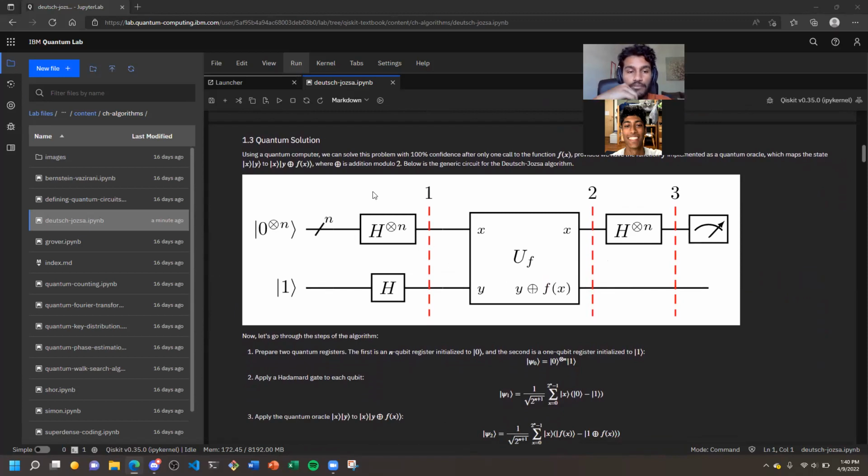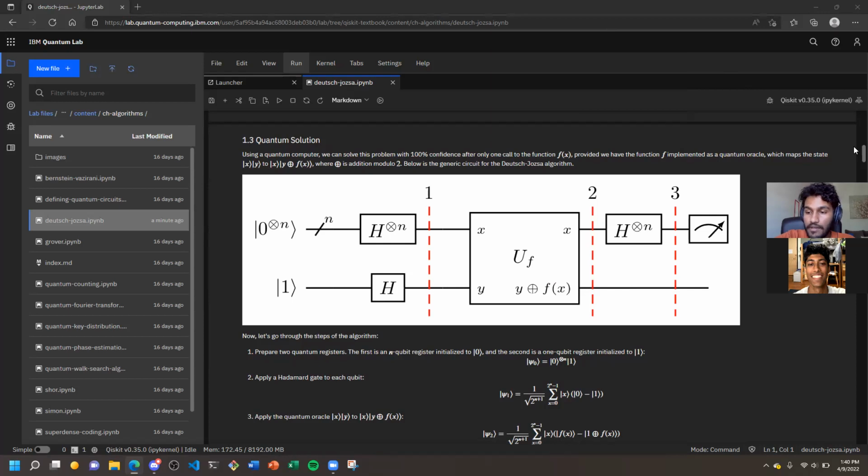So now we can go into the quantum solution. Using a quantum computer, we can solve this problem with 100% confidence after only 1 call to the function f of x, provided we have the function f implemented as a quantum oracle, which maps the state of |x⟩|y⟩ to |x⟩|y ⊕ f(x)⟩, where this is addition modulo 2.